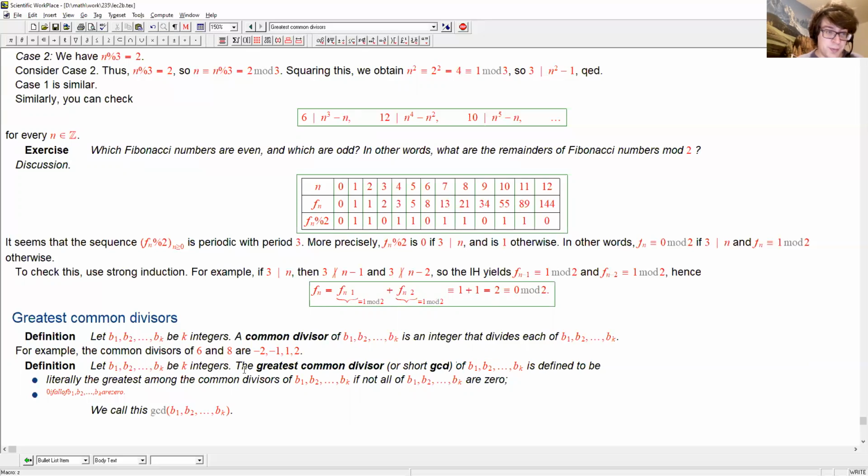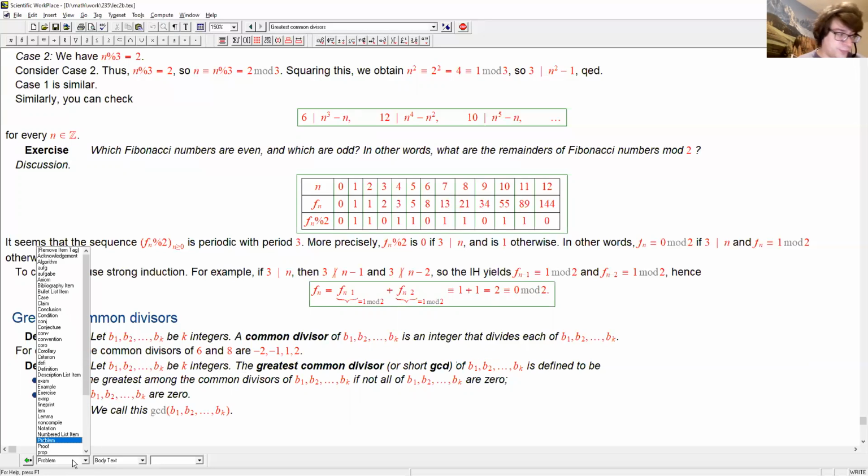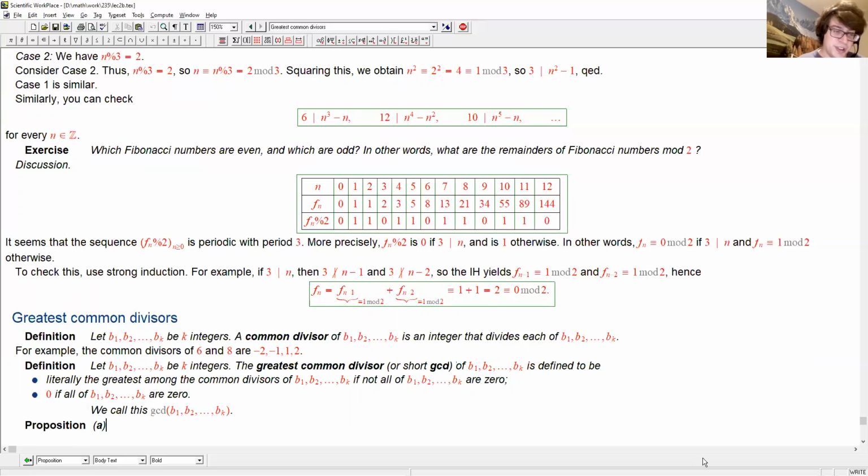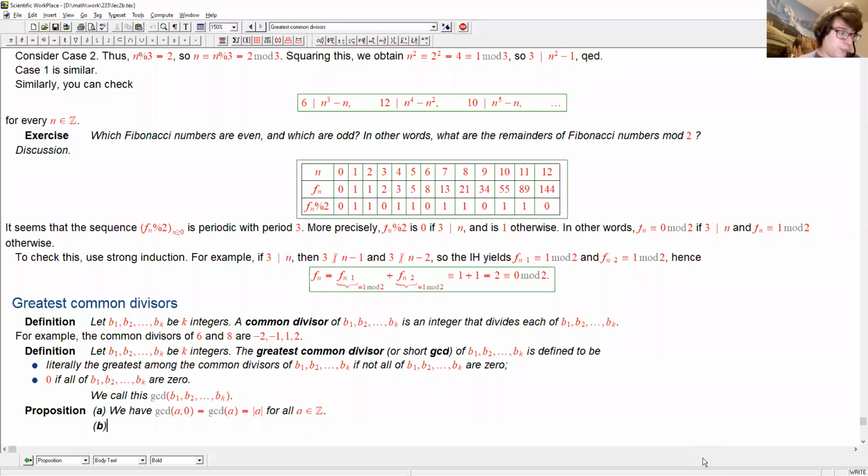So what are properties of greatest common divisors? Here's a bunch of properties, and again, these are pretty easy to prove. The GCD of a and 0, and also the GCD of a alone, so greatest common divisor of one number, is the absolute value of a. And here you're already seeing why it's good to define it as 0 when the numbers are 0. So this equality remains true for a being 0. Next, GCD of a, b equals GCD of b, a. That's pretty clear from this definition.